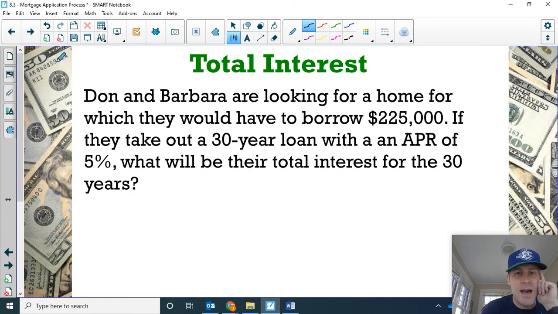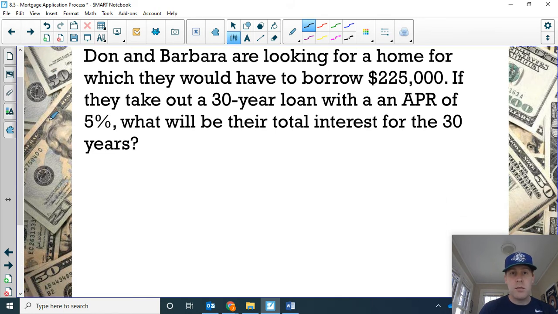So now we have Don and Barbara looking for a home for which they would borrow $225,000. If they take a 30-year loan with an APR of 5%, what will be their total interest for the 30 years? Okay, again, guys, please go ahead and try this on your own. Go through the whole step. Find the monthly payment first, then find the total value of all their payments, subtract away the principal, and see if you can find the interest on your own. Okay, if you're done, I'll go through it again.